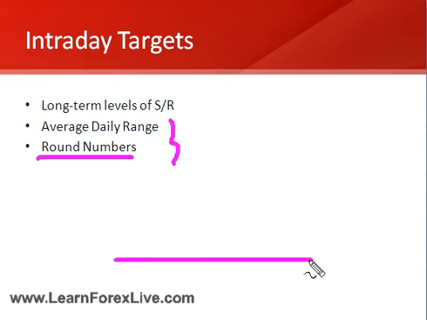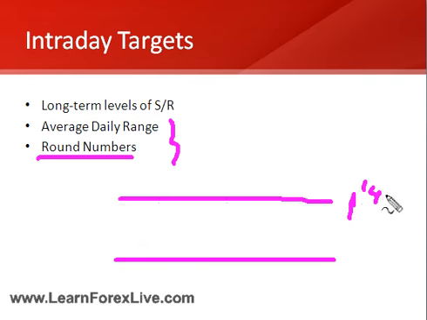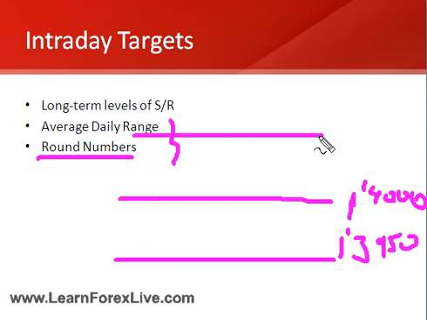If you have a round number here, and then you have another round number, for example, for the euro against American dollar, this being 140.00, this being 139.50. Another round number above would be 140.50, etc., etc.